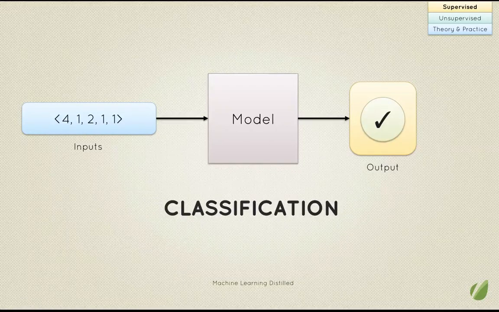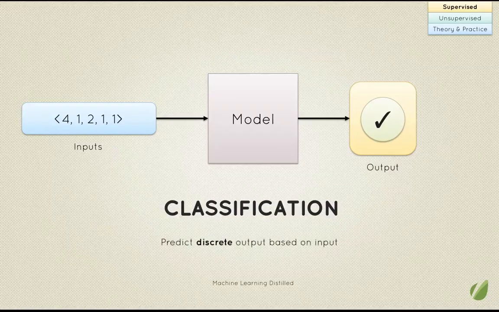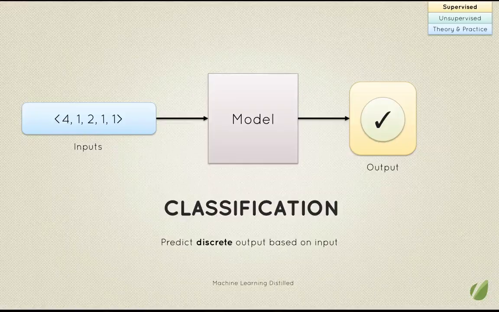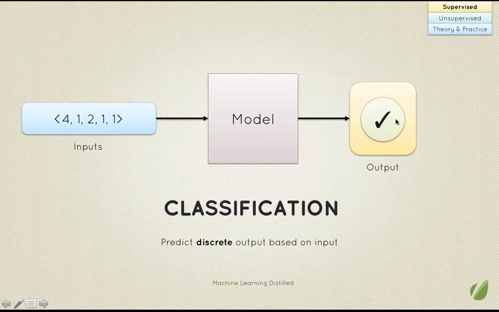First, classification. All classification is doing is prediction where the output is discrete. So there's some finite set of values that are correct answers, possible answers. In this case, we've output a yes based on that input sequence. We might also output a no. So this is classification.